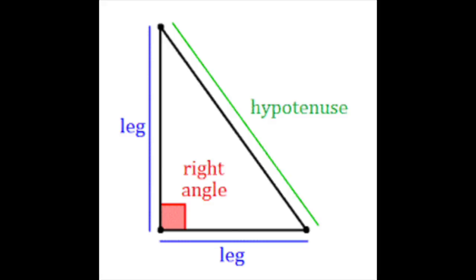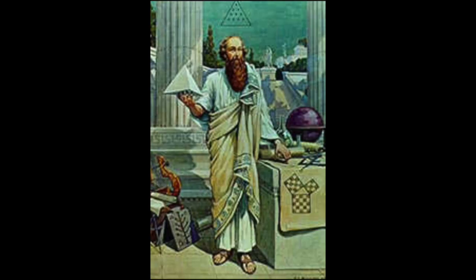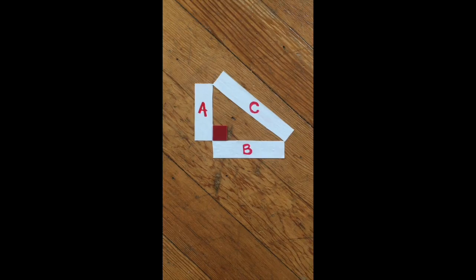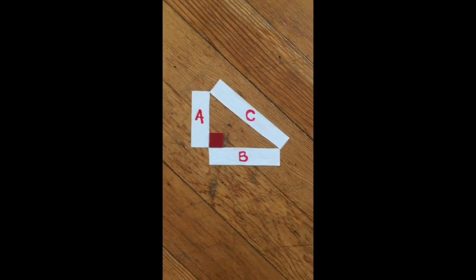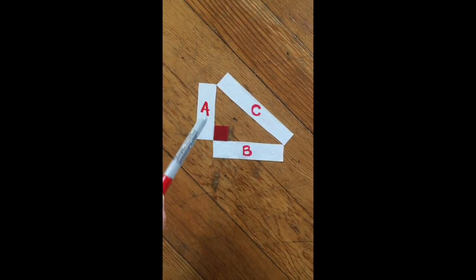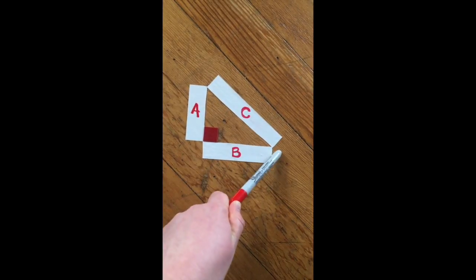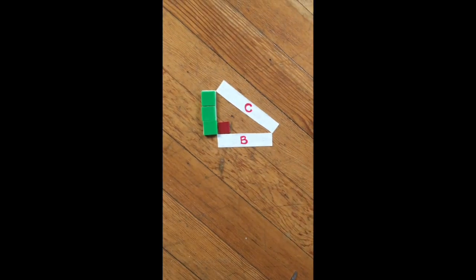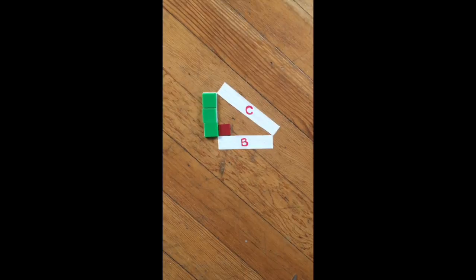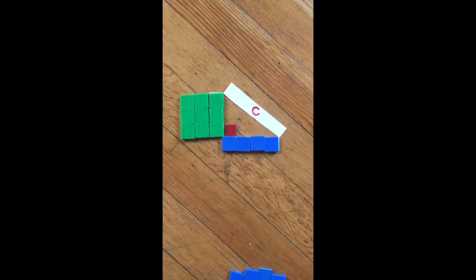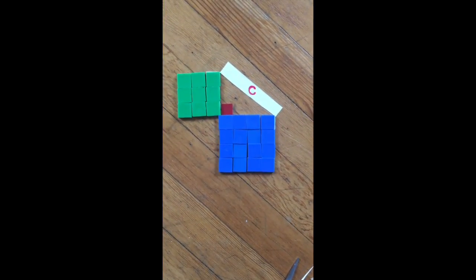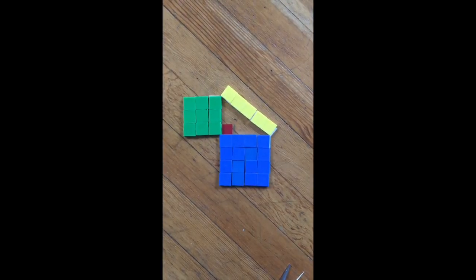In a right triangle, the side opposite of the right angle is called the hypotenuse. Around 550 before Common Era, a Greek mathematician named Pythagoras discovered a relationship between the legs of a right triangle: side A, B, and the hypotenuse, C. Pythagoras found that if you take side A squared plus B squared, it's equal to side C squared.